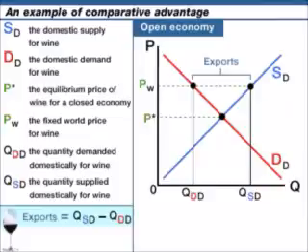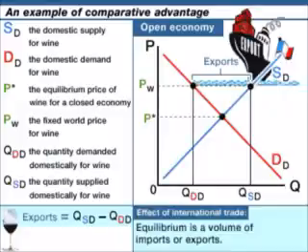The equilibrium in this case is not a price level. The price level is given to us from outside the model, outside the story. The equilibrium is a volume of wine exported, a difference between the quantity supplied and the quantity demanded in France at this particular world price.